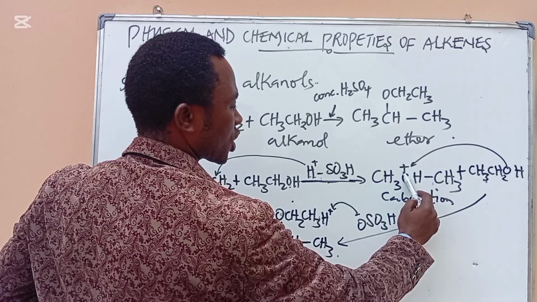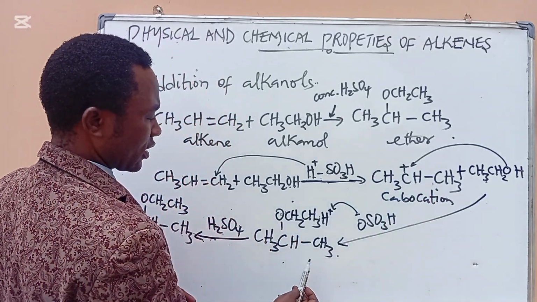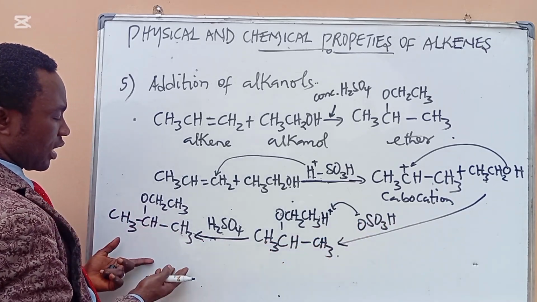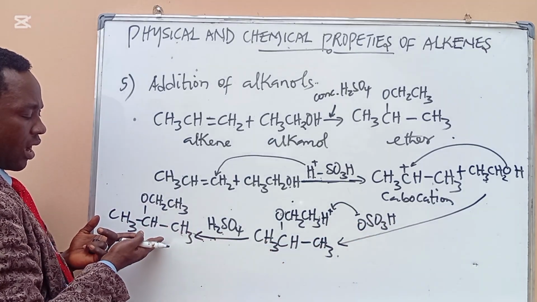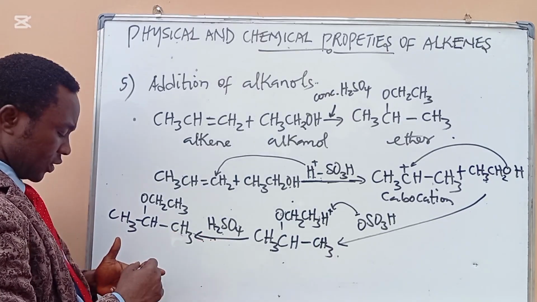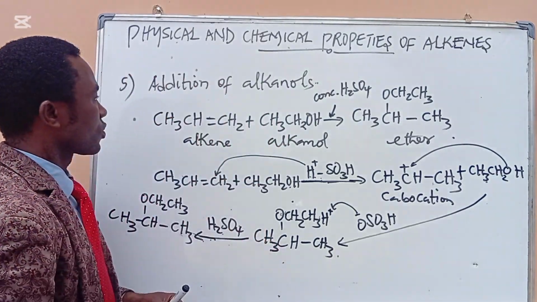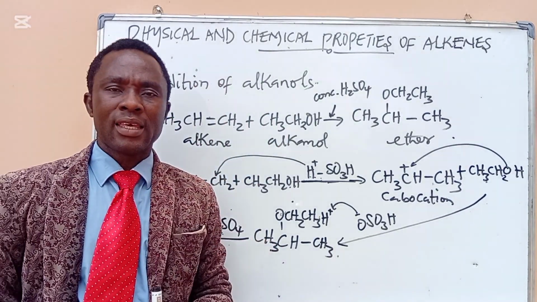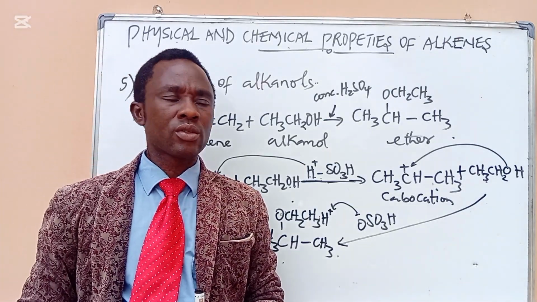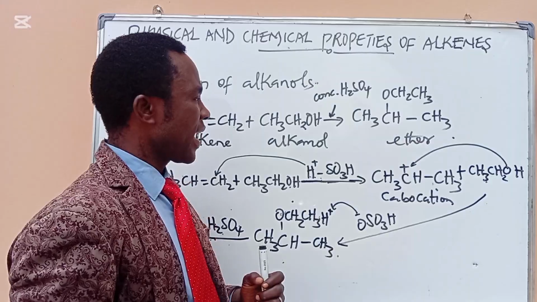To the positively charged carbon here, so that we get this compound. Then the proton leaves, so that we can finally recover our ether and our acid. So in summary, alkenes react with alkanols in order to give us ether.